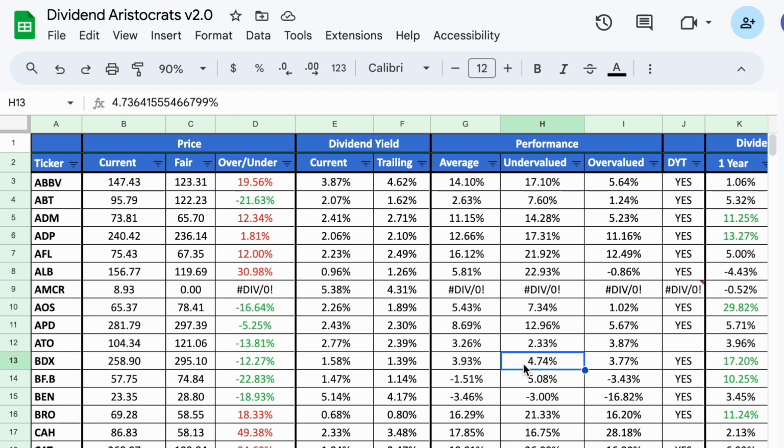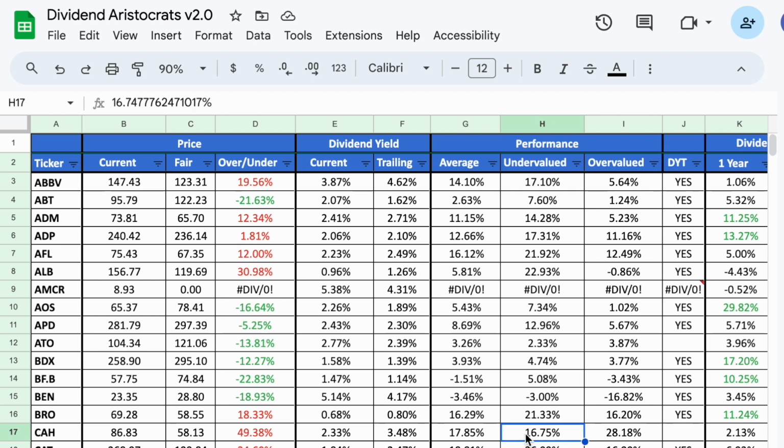Becton Dickinson passes the test, with a return of 4.74% while undervalued, compared to 3.93% overall. Brown-Forman also passes the test, with a return of 5.08% while undervalued, compared to minus 1.51% overall. Franklin Resources also passes the test, with a return of minus 3% while undervalued, compared to minus 3.46% overall. Brown & Brown also passes the test, with a return of 21.33% while undervalued, compared to 16.29% overall.